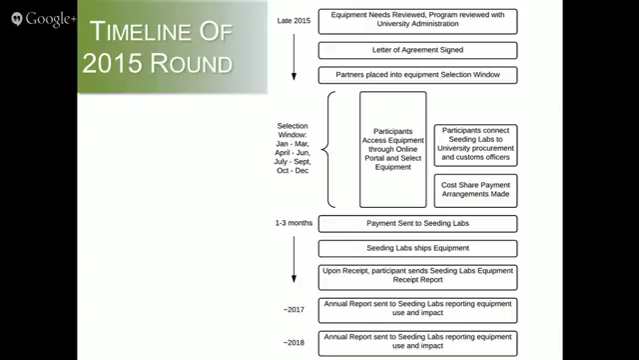At the end of your selection window, payment will be made to Seating Labs, and once that is done, we'll ship the equipment. Upon receipt at the university, we'll ask you to send us an equipment receipt report so that we can see the condition of the equipment, and you can see that you've received each piece of equipment that we've agreed to. In following years, we'll ask you to send an annual report to show the equipment use and impact that you've had in research and education.